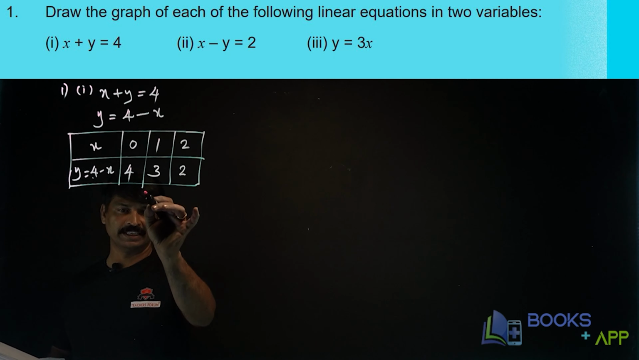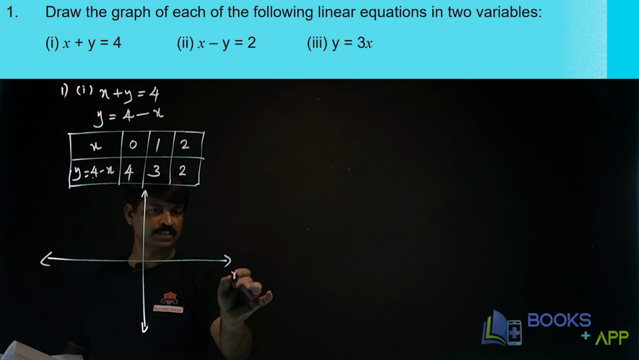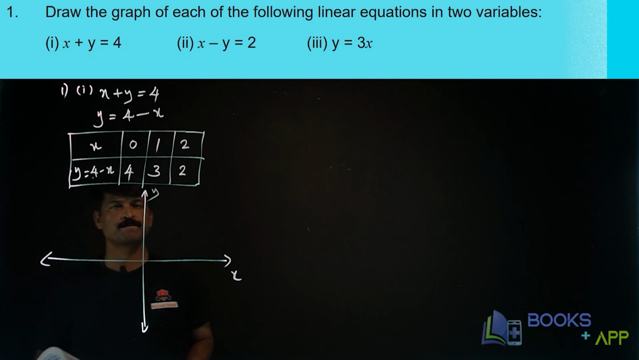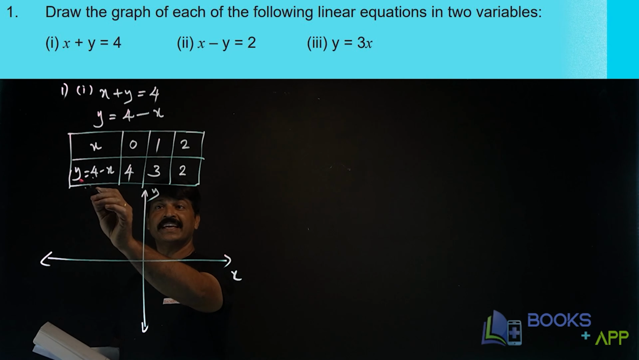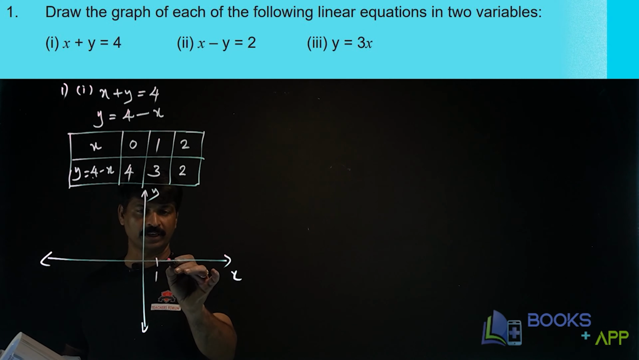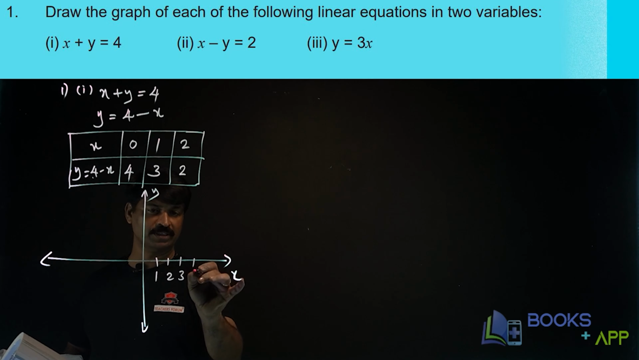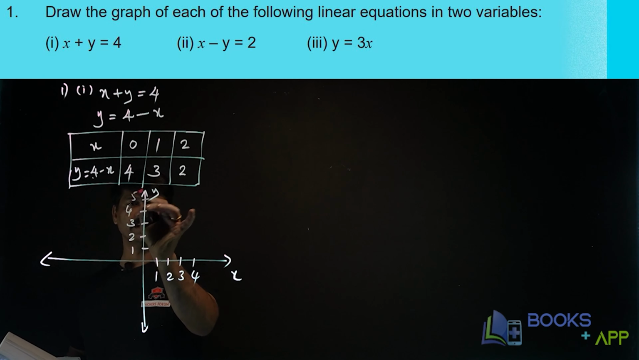To draw the graph, you have to draw the x-axis and y-axis on a Cartesian plane. Now you see, on the x-axis the maximum value is 2, and on the y-axis the maximum value is 4. So let us mark the points: 1 unit, 2 units, 3 units, 4 units, etc. Here also 1 unit, 2 units, 3 units, 4 units, 5 units, etc.